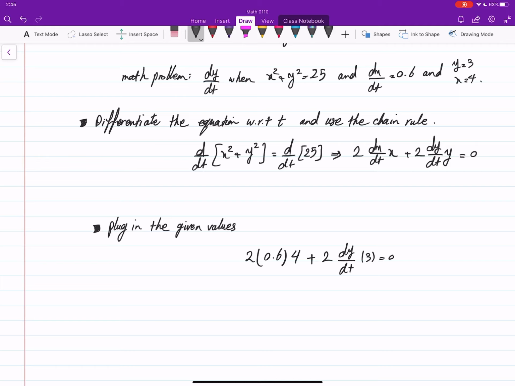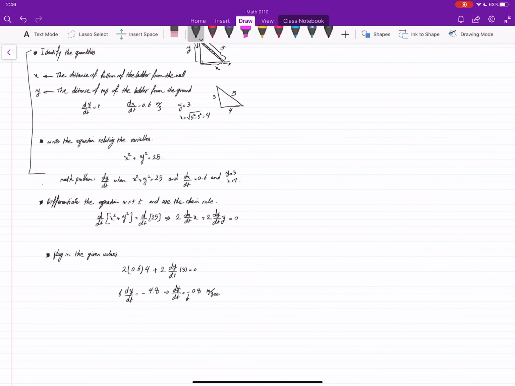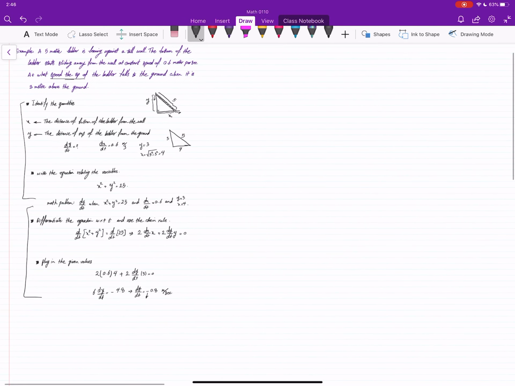Well, now we have an equation for dy dt. Solve it for that. Well, this gives us 6 dy dt is equal to minus 4.8. And then divide that, dy dt is going to be minus 0.8. So this is meter per second. So this is how fast the top of the ladder will move down, and the negative sign shows that the ladder is moving down. Actually, it's just getting smaller and smaller. That's the meaning of that negative sign. But steps are as before. Two main things. You had the modeling thing. Here we did the modeling, and then we solved the mathematical problem that we had in this case.